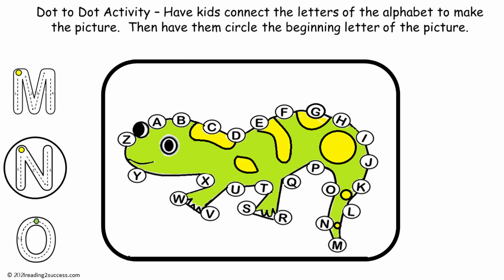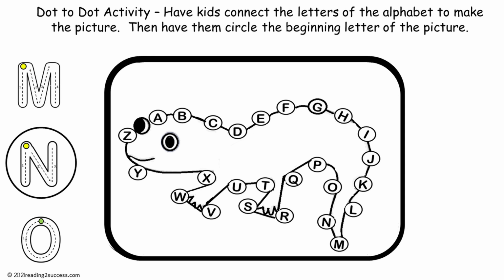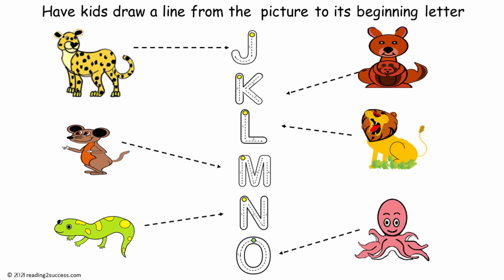Now have kids complete the dot-to-dot activity. Have kids connect the letters of the alphabet to make the picture. Then have them circle the beginning letter of the picture. This is a practice page for the dot-to-dot. And this is a completed example. And the correct letter is circled. Now have kids draw a line from the picture to its beginning letter. And this is a completed example.